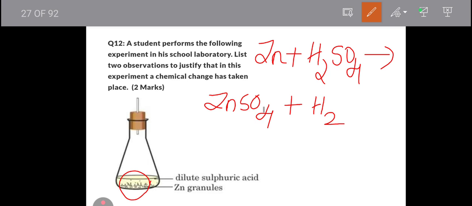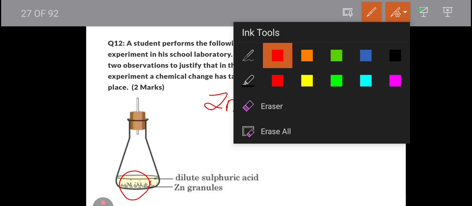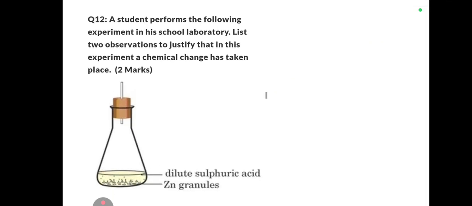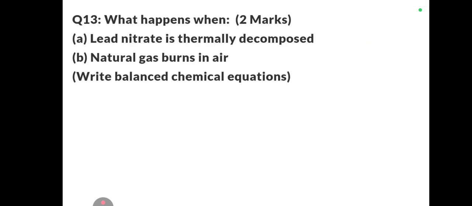At the starting of the chapter, we have studied that whenever there is a chemical reaction, it is accompanied by a change in color, or there will be evolution of gas, or a change in temperature. So since there is an evolution of gas here, it can be considered a chemical change. Hope this question is clear to you. Let's move to the next question.